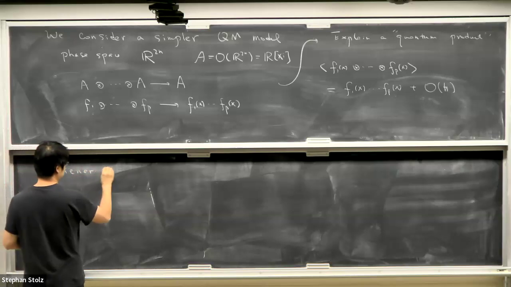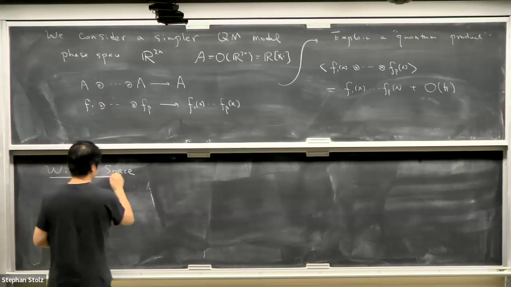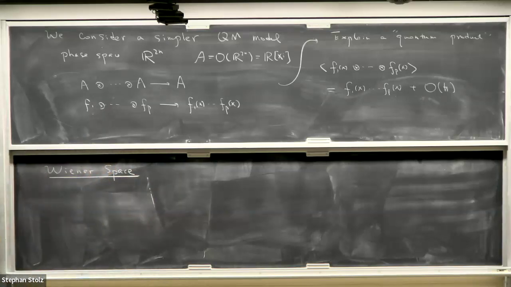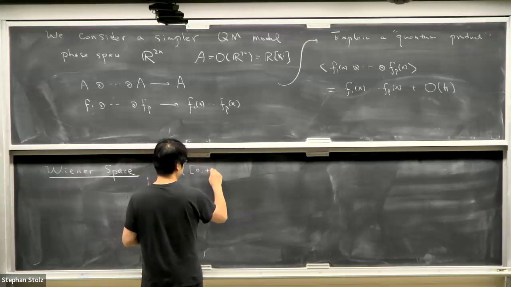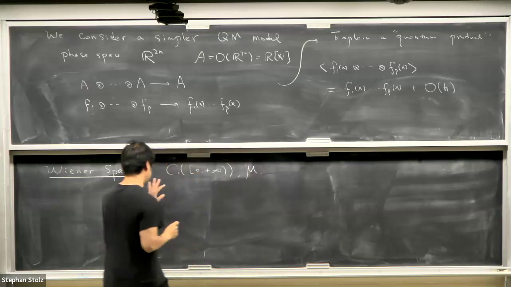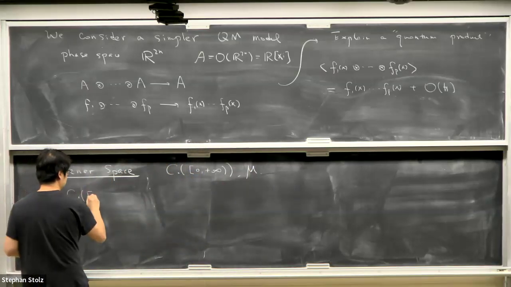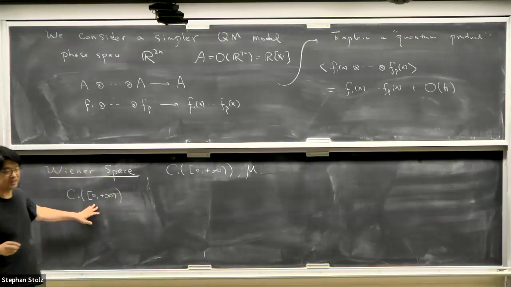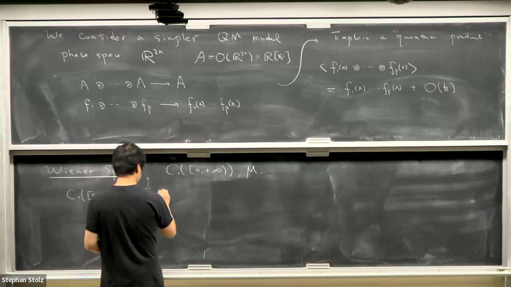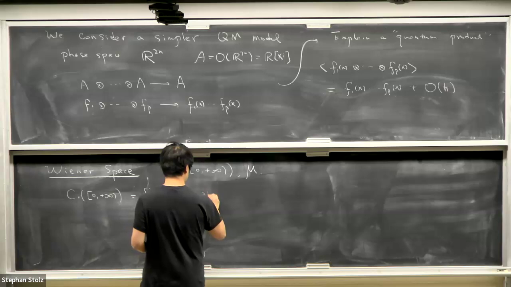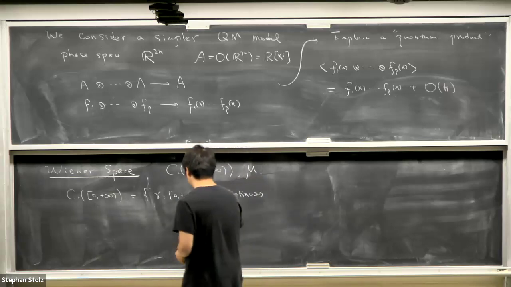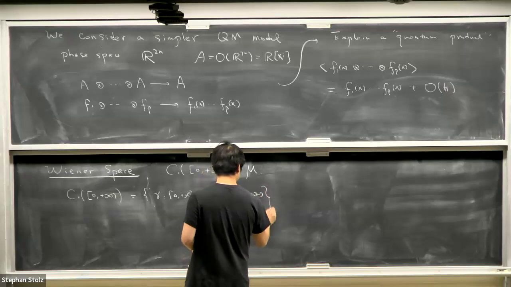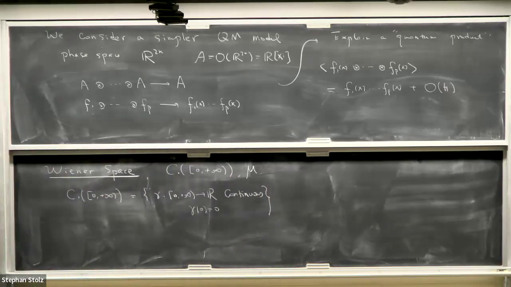The first one is the Wiener space. Let's consider the following space: all continuous functions on this interval, with a reference point, let's say gamma(0) equals 0. This is an infinite-dimensional space, a path space.